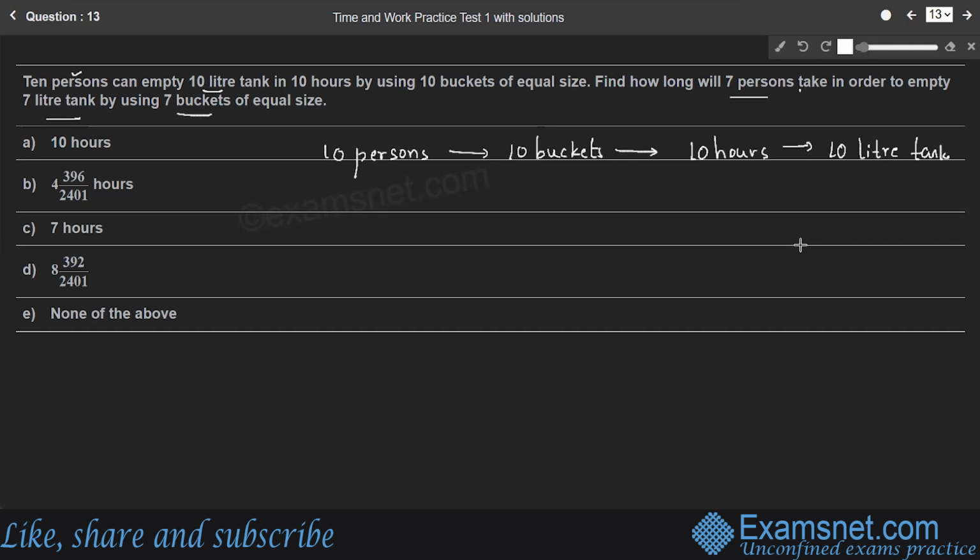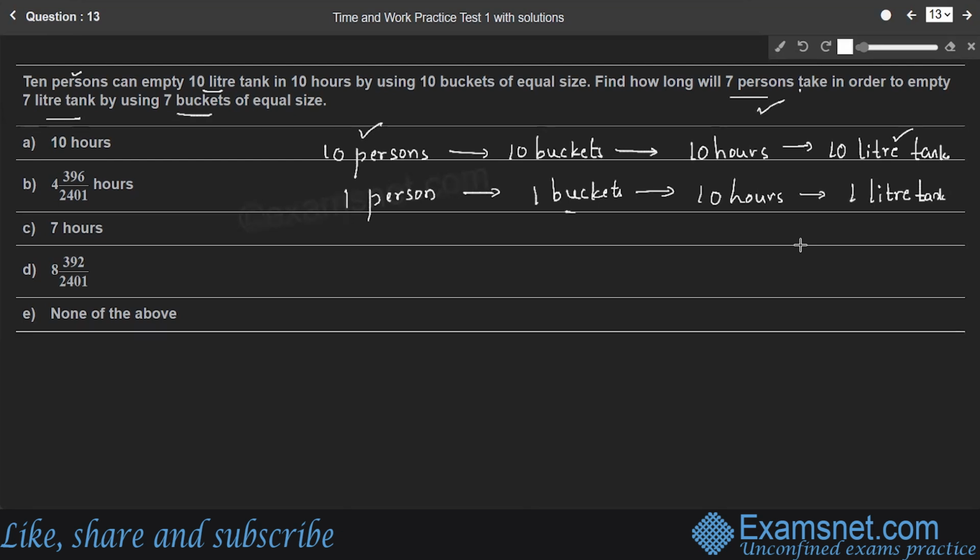Therefore, each person uses how many buckets? If 10 persons are using 10 buckets, therefore one person uses only one bucket, right? But each person works for 10 hours. Here, one person doesn't work for only 1 hour. One person works for all 10 hours, so then only he can empty 1-liter tank. If one person can empty 1-liter tank, 10 persons can empty 10-liter tank, right? Therefore, one person can empty 1-liter tank in 10 hours and he uses one bucket.